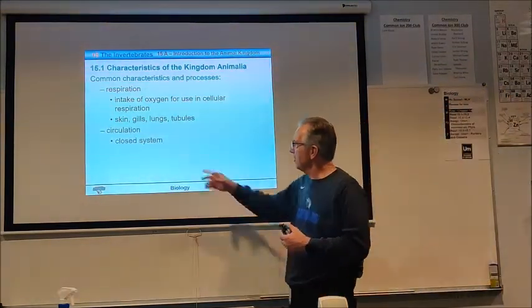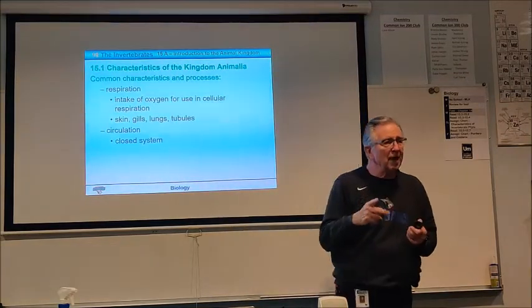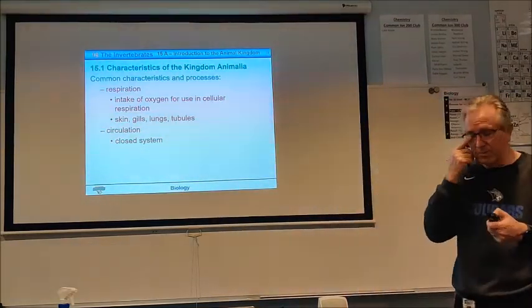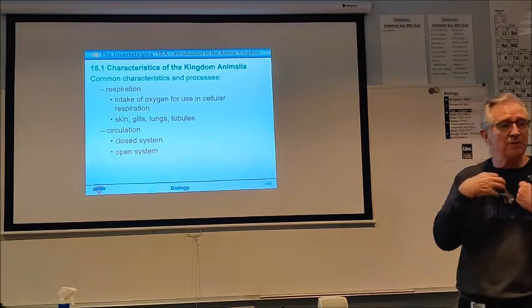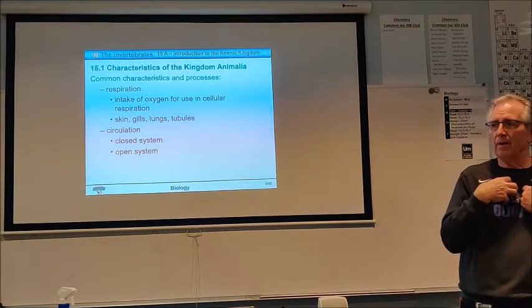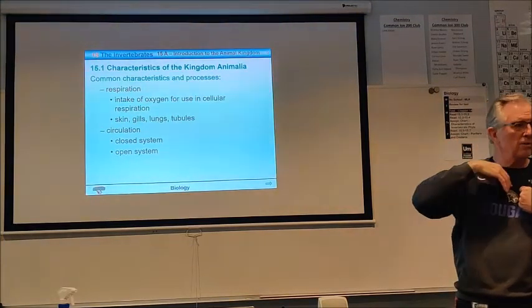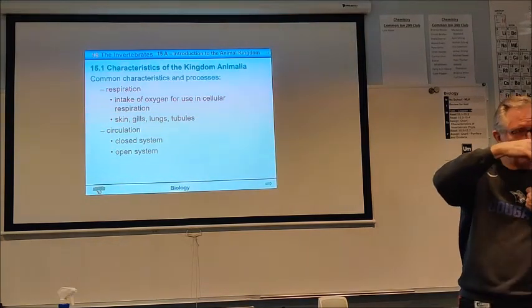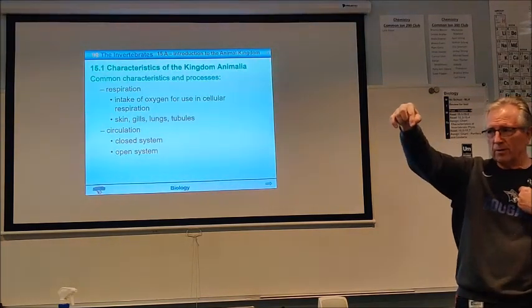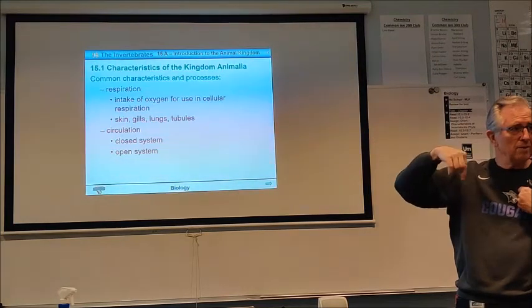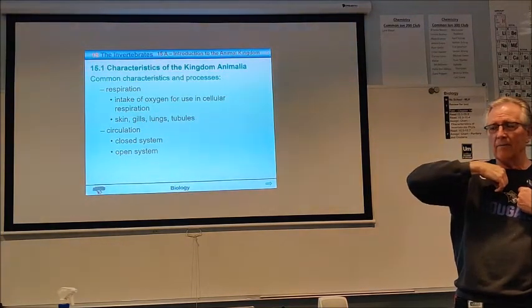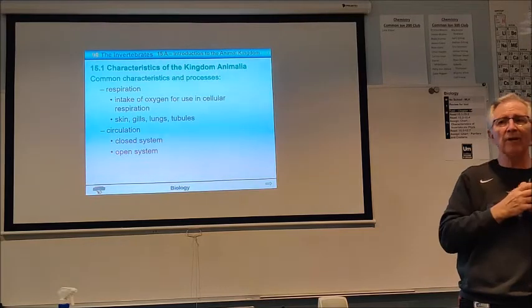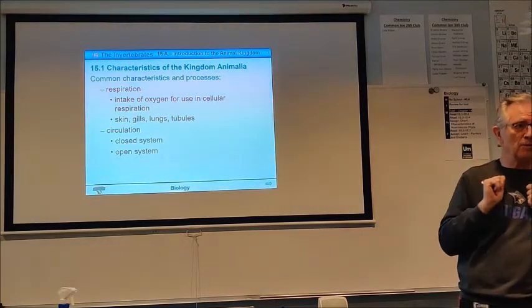Okay, circulation. There's actually two kinds of circulation systems. There's a closed circulation system. That's ours. Our blood always has to flow in vessels, either through the heart, through arteries, through capillaries, through veins, back to the heart again. But it never leaves the vessels. If it does, there's problems going on.